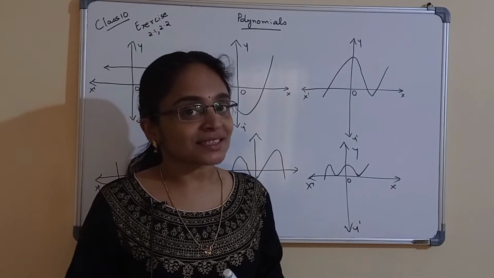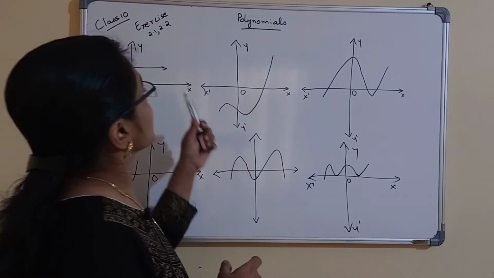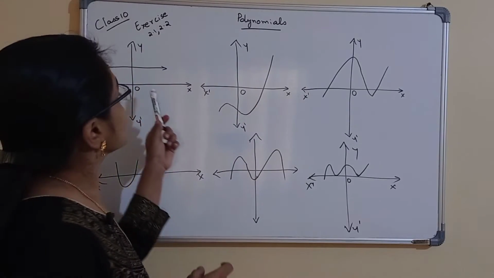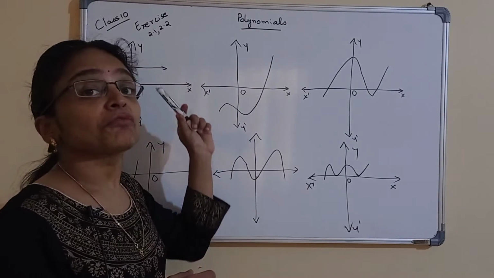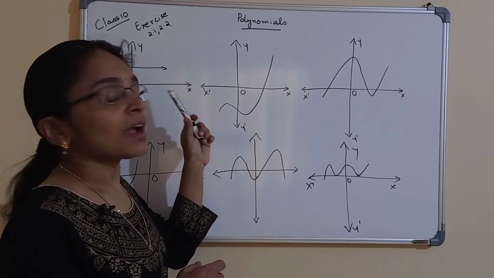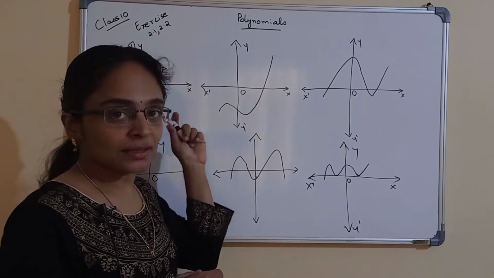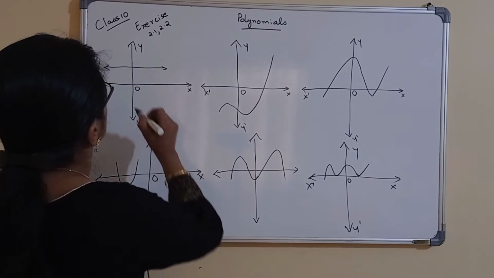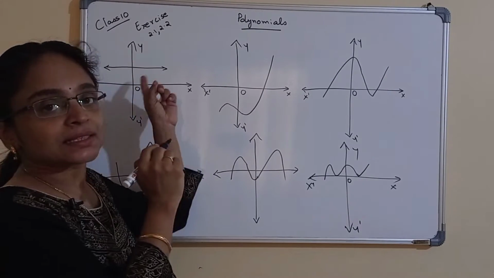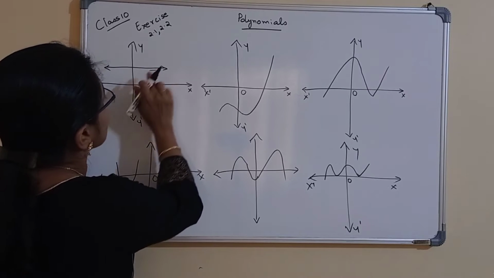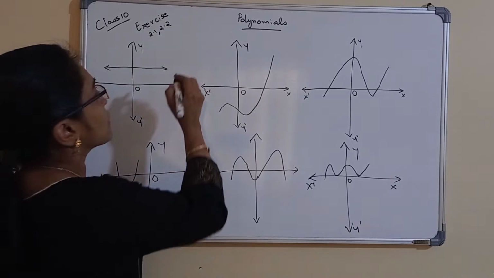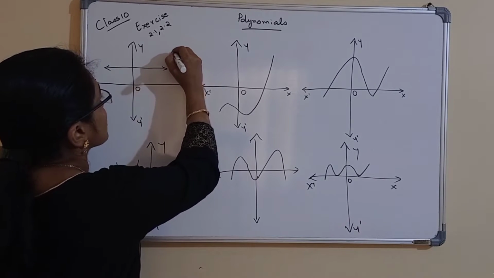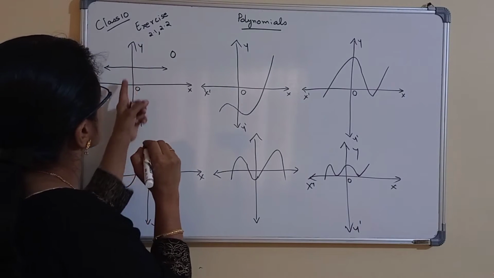Okay, so let us start now. The first question is: this is the graph of y equal to p of x. We have to say how many zeros are there in this graph. In this graph, it is not touching the x-axis, so the number of zeros is 0. There are no zeros in this graph.